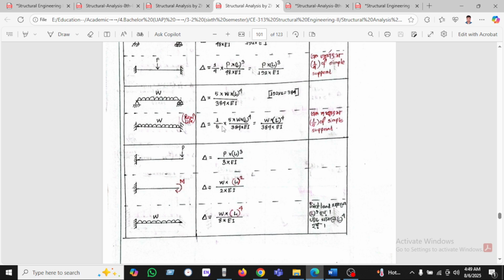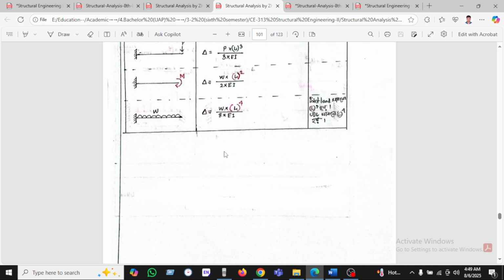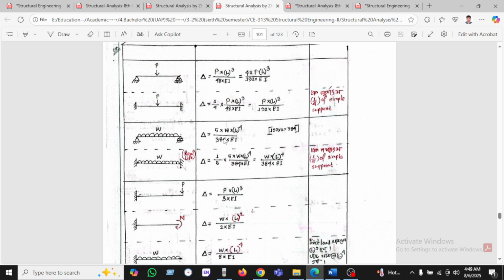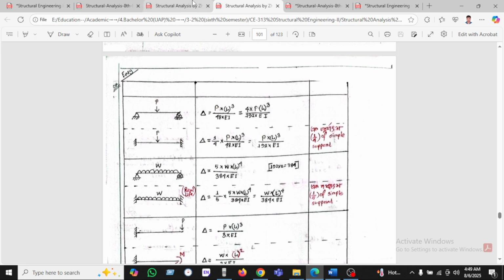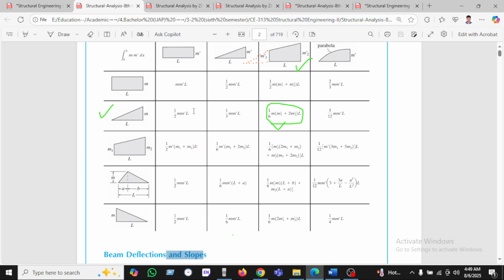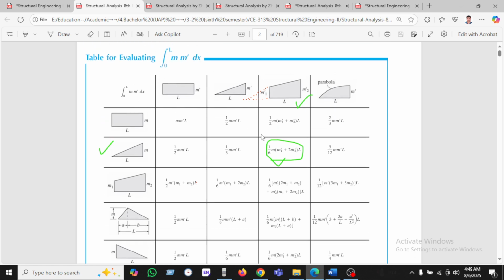Another one we can see is for the cantilever: PL cubed by 3EI for a point load, WL squared by 2EI for a moment, and WL to the power 4 by 8EI for a UDL. These are formulas we must memorize and keep in mind, or we can use the tabular shapes. If the moment diagram is this and this, then we can use this formula.